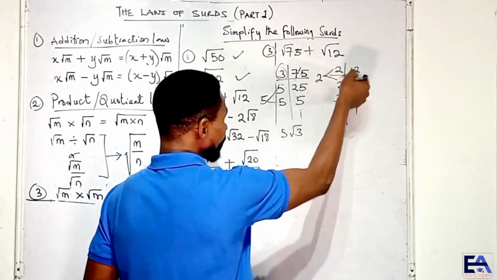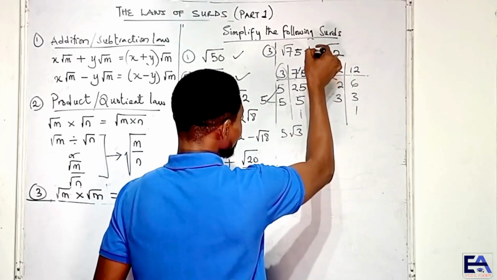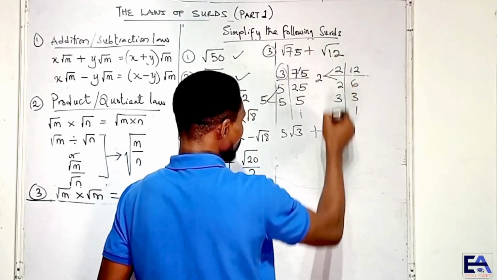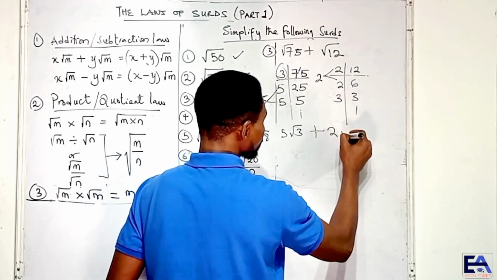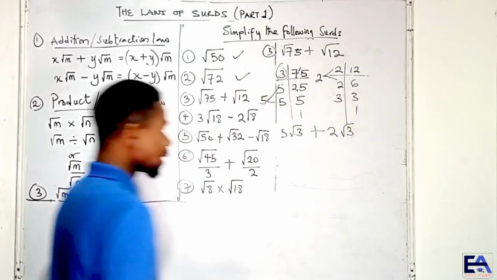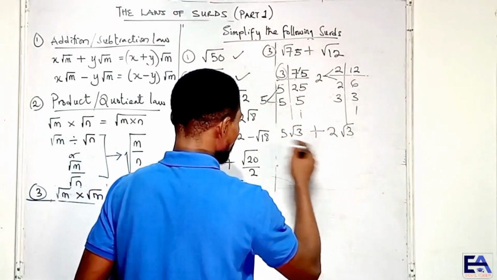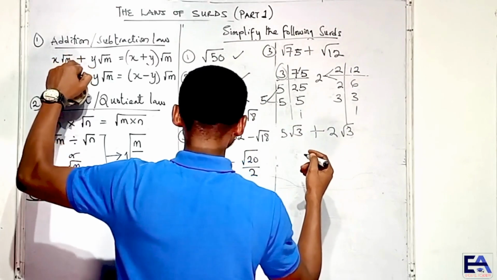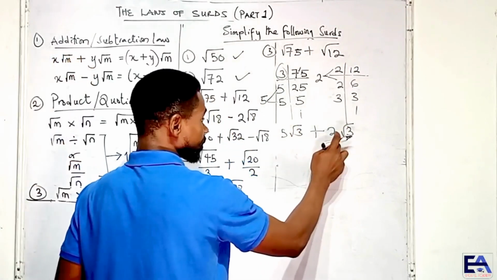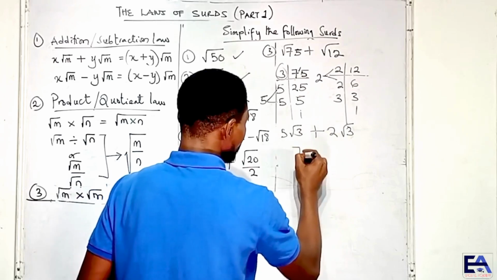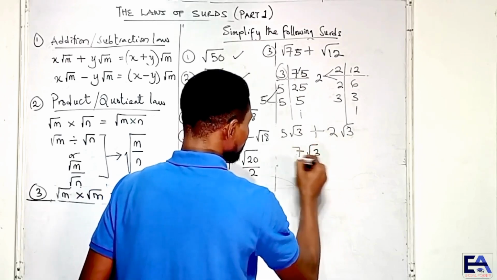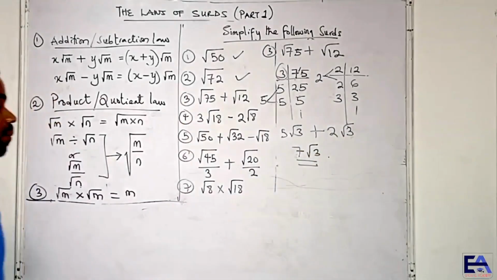Then from this second one, okay, this addition, you break it down. Then from this second one, we have 2 root 3. All right. So then 5 root 3 plus 2 root 3, according to the first law here, is going to give you 5 plus 2, which is 7. So the answer is 7 root 3, and then you are good to go.